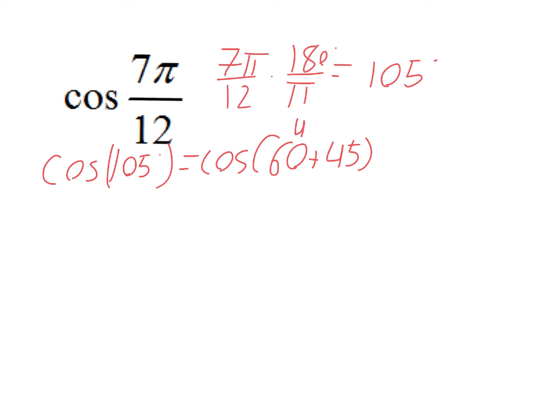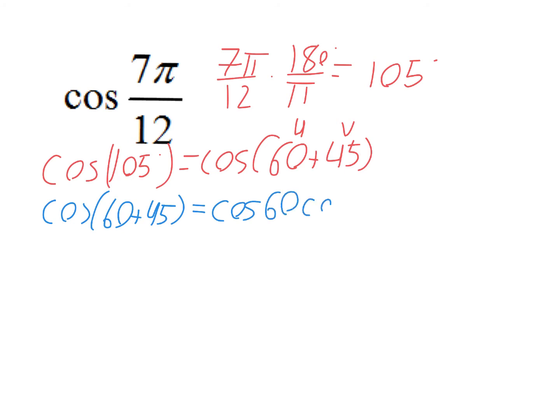60 is going to be my u, 45 will be my v. So the cosine of 60 plus 45 is equal then to the cosine of 60 times the cosine of 45 minus the sine of 60 times the sine of 45.